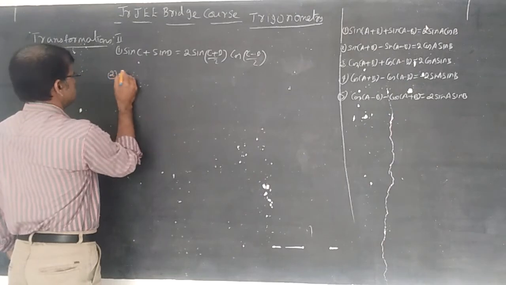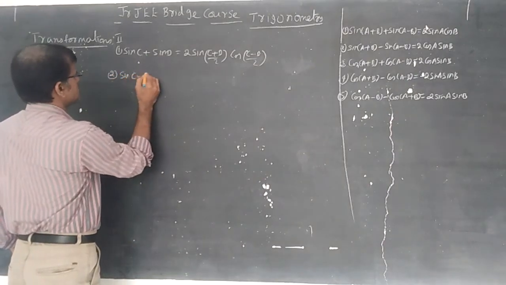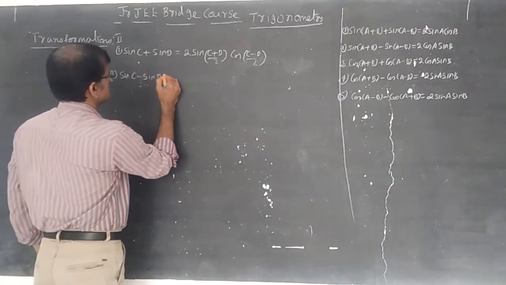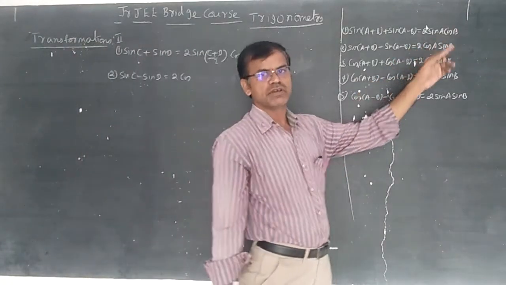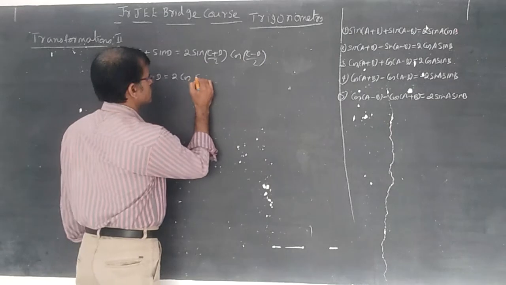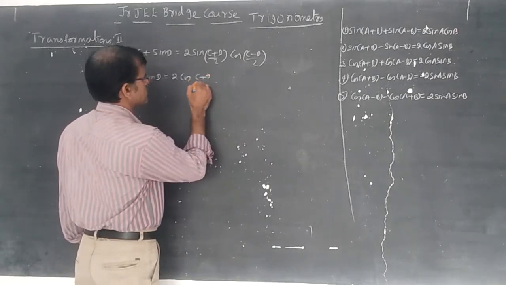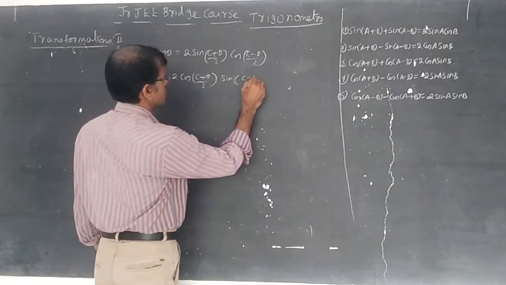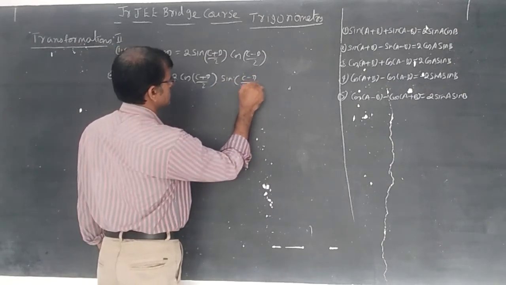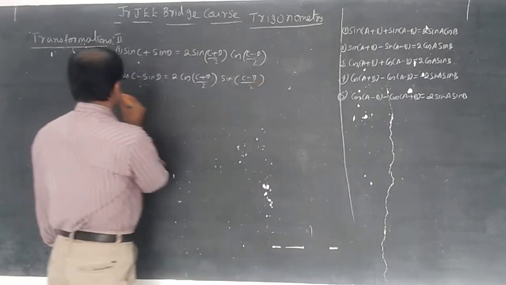Second one: sin C minus sin D. Observe this one, 2 cos A sin B. So here you will be getting 2 cos of (C plus D) by 2 into sin of (C minus D) by 2.